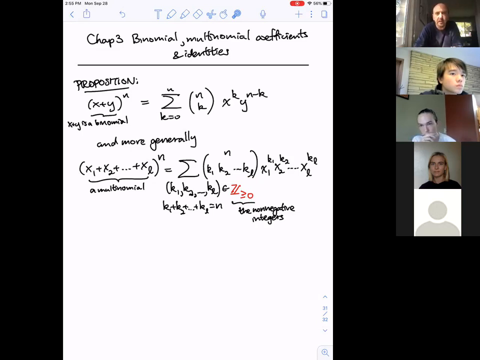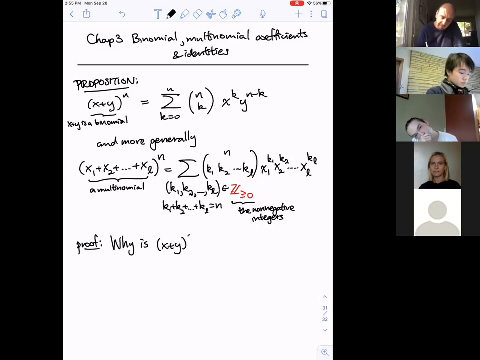Okay, so let's try to think about how we might prove this. You okay so far? All right, so proof. Well, let's do the binomial one first. Let's just be concrete about it. So this is going to be sort of proof by example, and I hope that if you believe it in the example, you'll believe it in general. So let's do the example where n is 5, (x plus y) to the 5th.